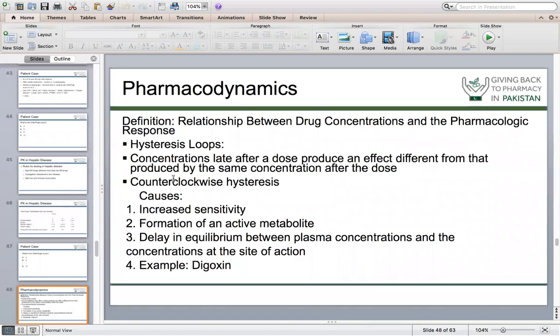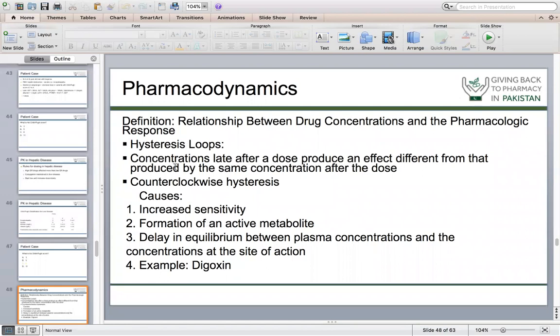Why this? There are two sorts of hysteresis loops, the first being counterclockwise hysteresis loops. What are the causes? Increased sensitivity or formation of an active metabolite, or a delay in equilibrium between plasma concentrations and concentrations at the site of action. Examples include digoxin.